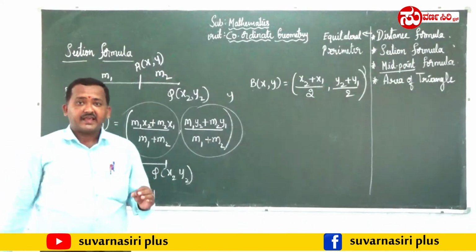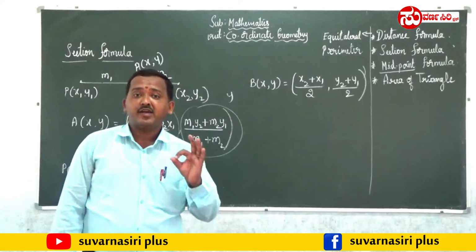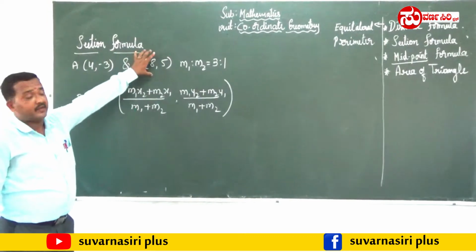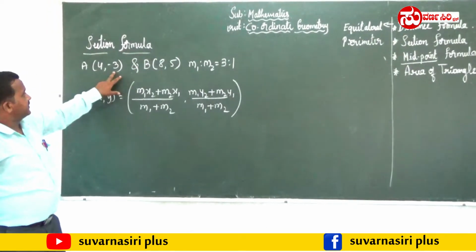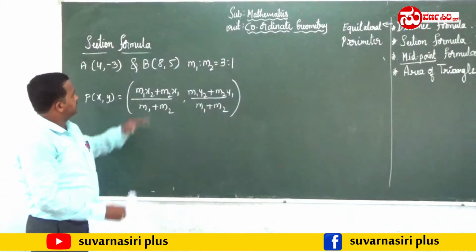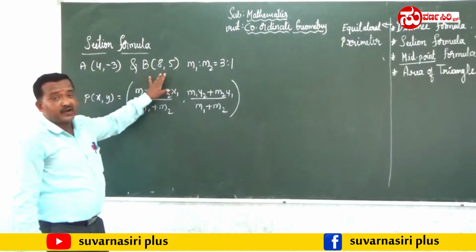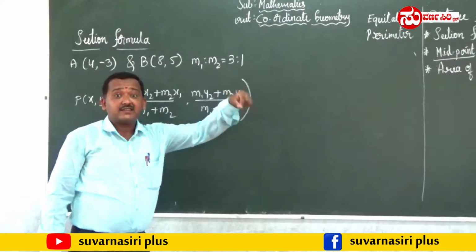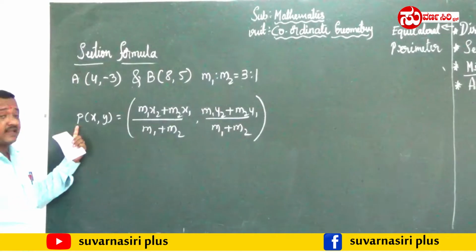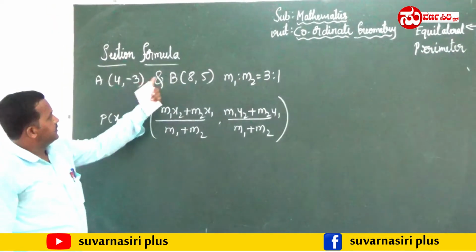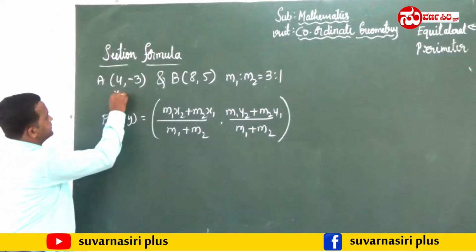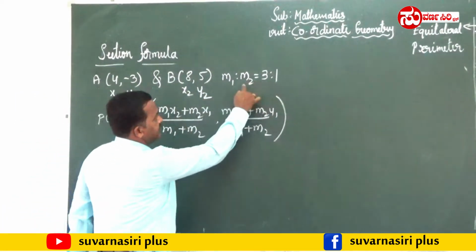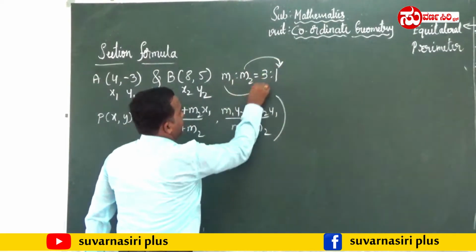Now let us see one example for each, the section formula and the midpoint formula. So here we have an example. There are 2 points A and B. A has coordinates 4, minus 3 and B has coordinates 8, 5. These 2 points are divided in the ratio 3 is to 1. Now we have to find where the point lies. That is the point we have taken as P. The formula is here. Now we will substitute all the values. Take this as x1, y1, and this one as x2 and y2. So m1 is 3, m2 is 1. You can keep the arrow mark like this.